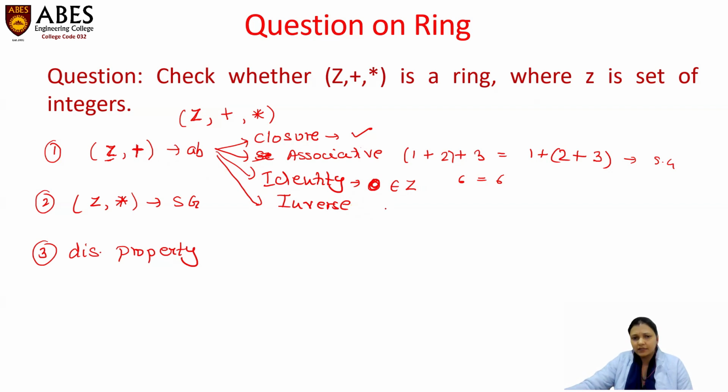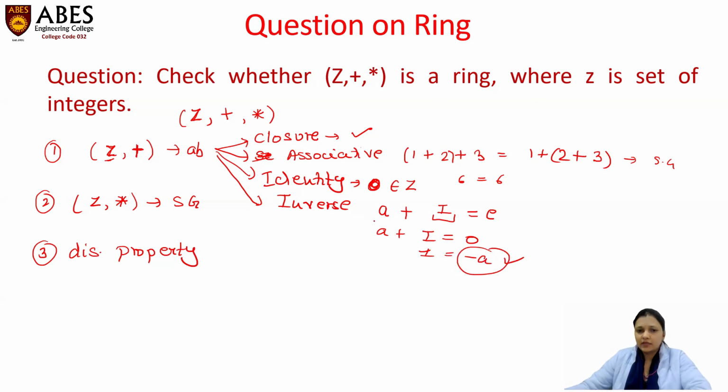Consider any integer, for example a, and apply the operation with its inverse value so that we can get the identity element. We know that the inverse will always be minus a. So minus a is also an integer. So here the inverse of each element of the set of integers will also exist.